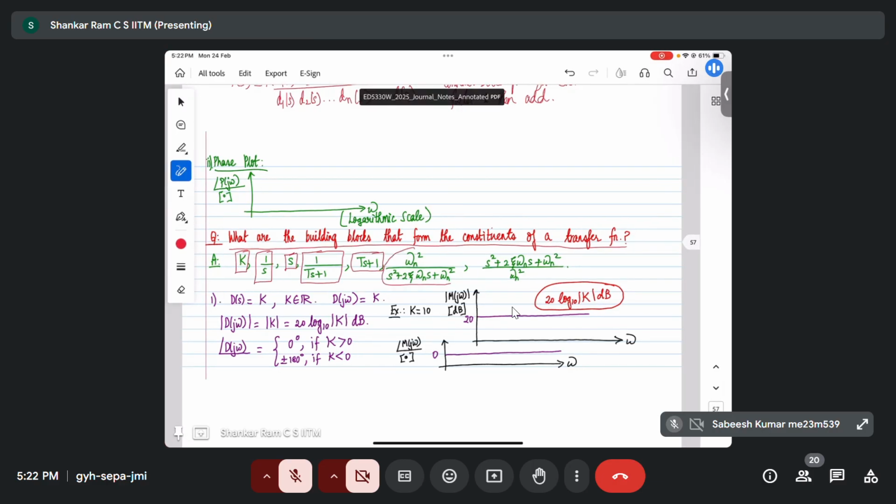And then we can have a second order term of the form omega n squared divided by s squared plus 2 zeta omega n s plus omega n squared. And then we can have the reciprocal, where the second order term can come in the numerator. It can be shown that you give me any transfer function, we can break it into this.